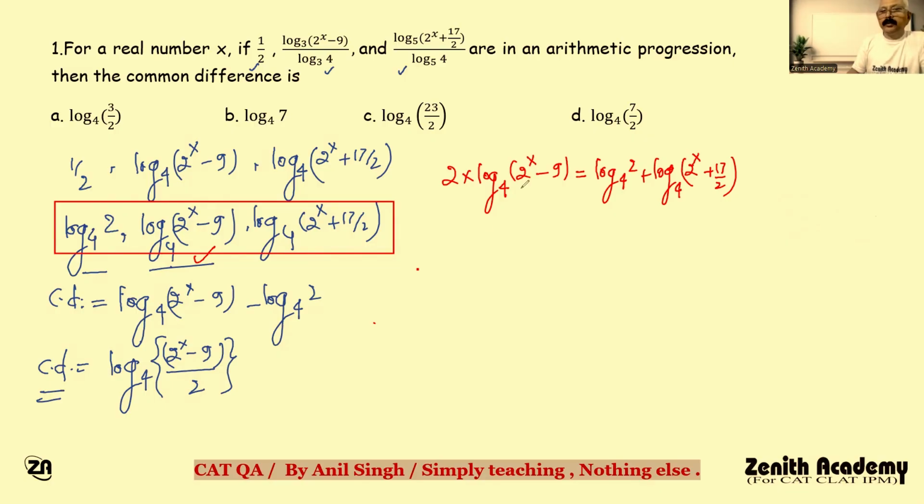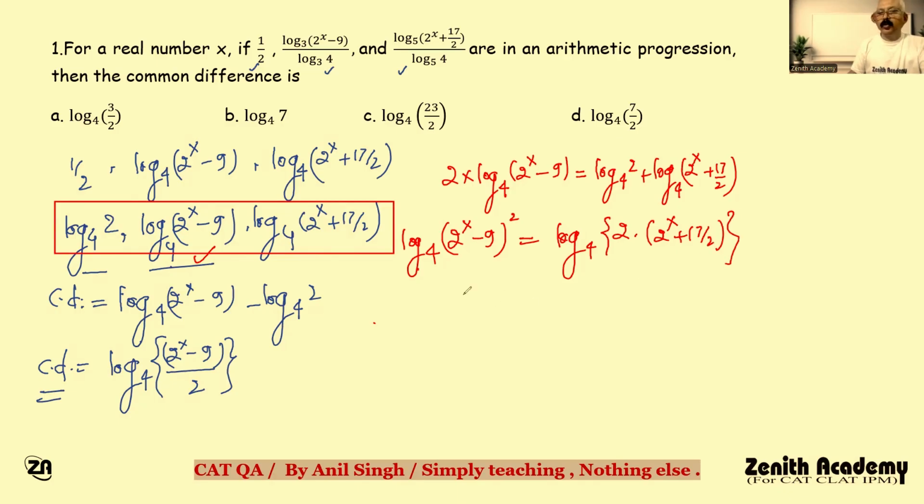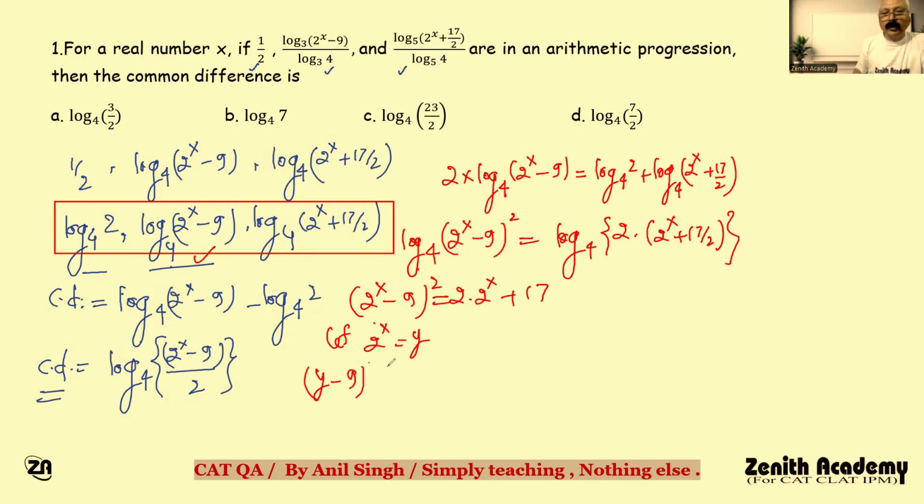So now it is (2^x - 9) squared on one side, and since the base is the same, we can combine the right side as 2 into (2^x + 17/2). Now we can remove log base 4 from both sides. So (2^x - 9)^2 = 2 into (2^x + 17/2). Let 2^x be equal to y. So (y - 9)^2 = 2y + 17.